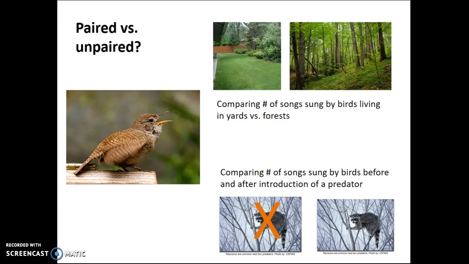Another example here. If you're comparing the number of songs sung by birds before and after the introduction of a predator, in this case you'd be dealing with the population of the birds living in the same area, just before and after you introduce a predator to that area. Would you use paired or unpaired? If you said unpaired for the first example, the yard and forest birds, you're correct. And if you said paired for the predator example, you're correct there.